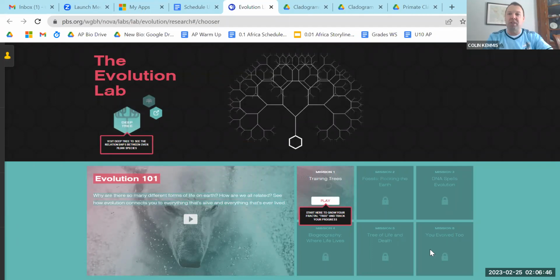And it just walks you through step by step how they work, what they do, and how the genes, traits, and relationships work on a cladogram, or the evolutionary family tree. So I highly recommend that one. It's really good.